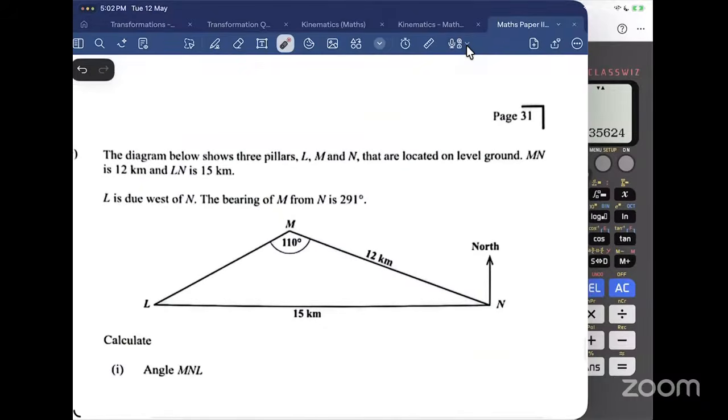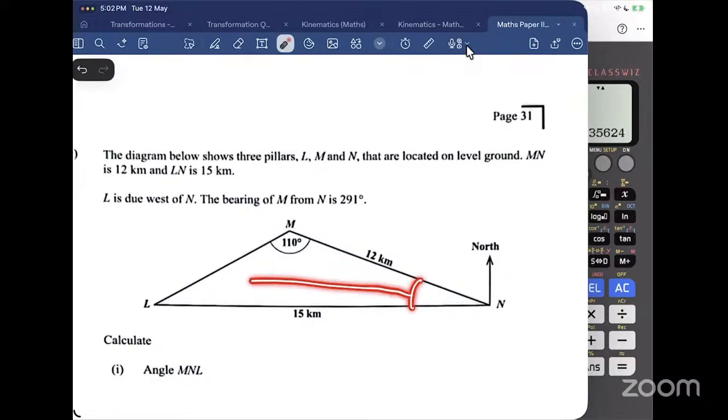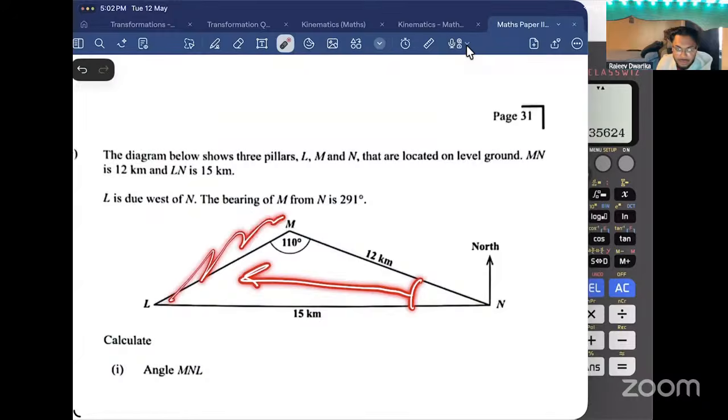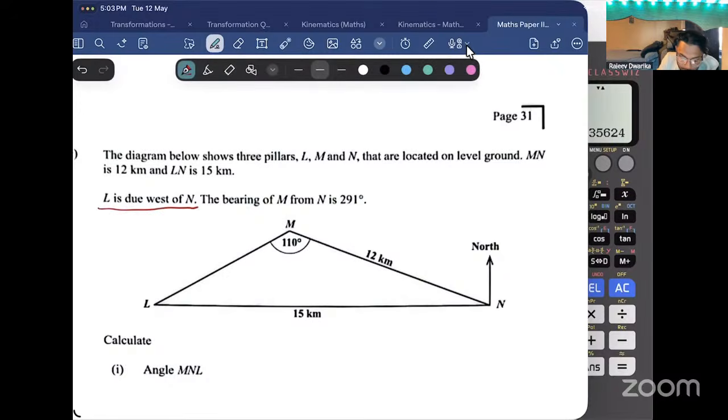The diagram below shows 3 pillars, L, M, and N, that are located on level ground. MN is 12 kilometers and LN is 15 kilometers. Immediately, I think we might have to use the cosine rule at some point, and maybe the sine rule in the next part. We'll see. You see this piece of information here? It's very, very important. They're saying L is due west of N.